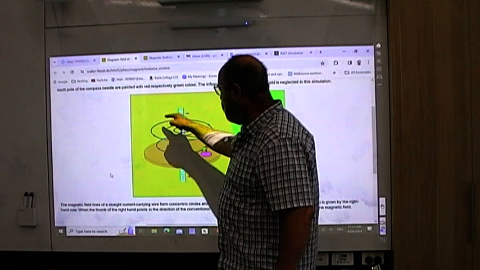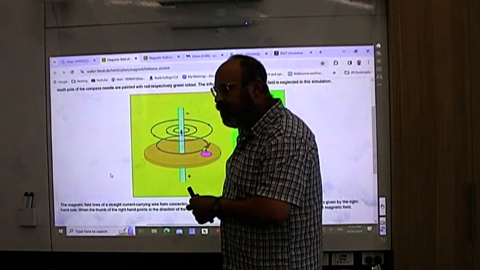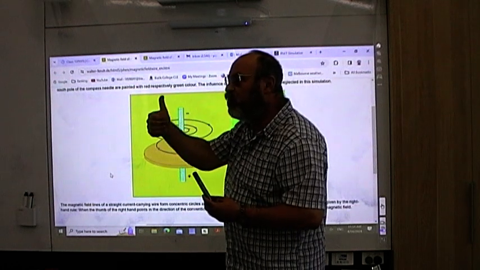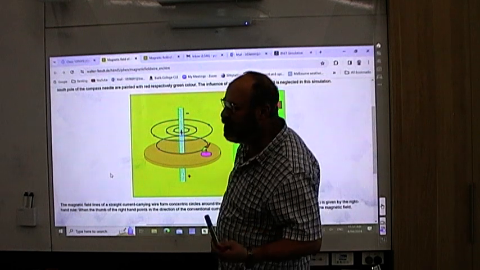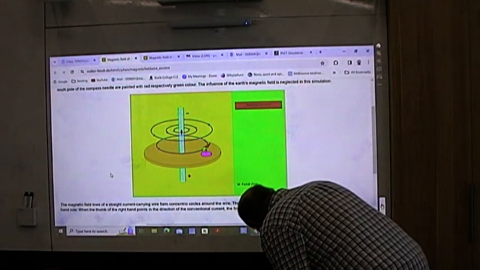We have one wire. Those are lines of magnetic field. Which way do we grab it? You grab it in the way the thumb points to give the direction of the current. Current flows from plus to minus. Yes.